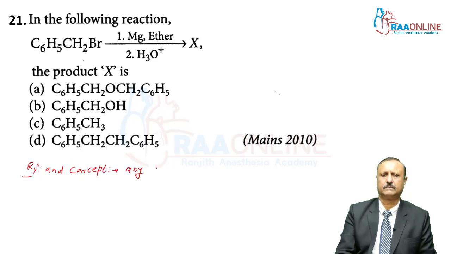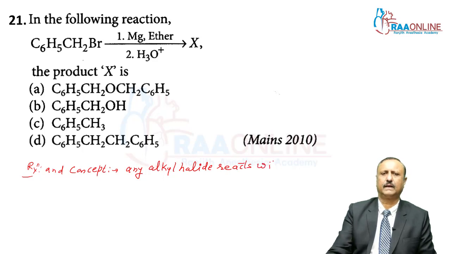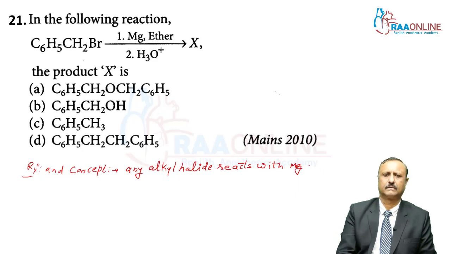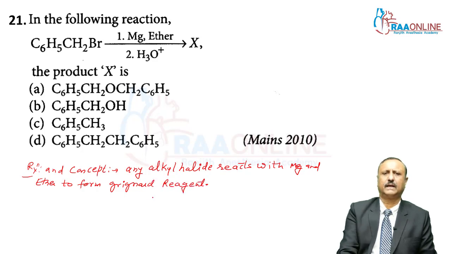My dear students, any alkyl halide reacts with magnesium and ether to form a Grignard reagent. Here, my dear students, this alkyl halide is C6H5CH2Br.